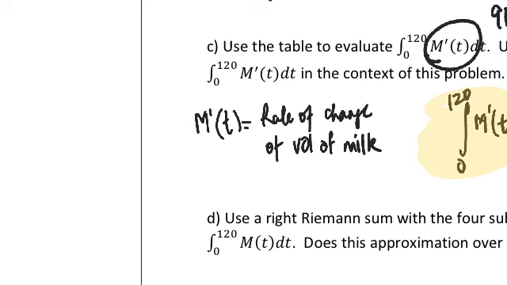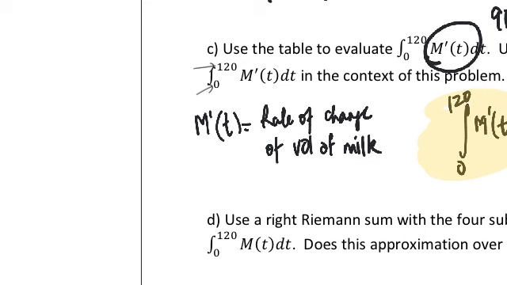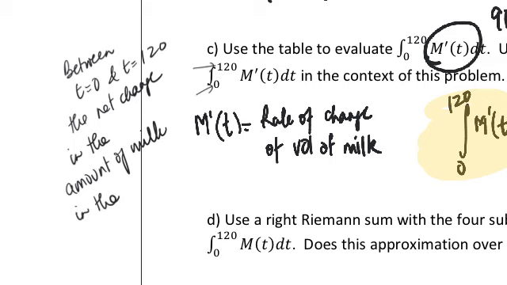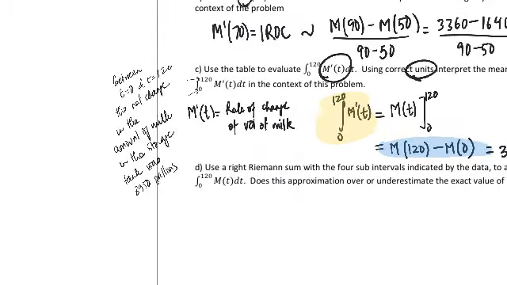And the meaning is that between t equals 0 and t equals 120, the net change in the amount of milk in the storage tank was 3950 gallons. Okay, that's the meaning of that integral.